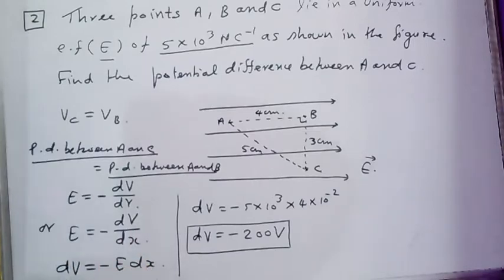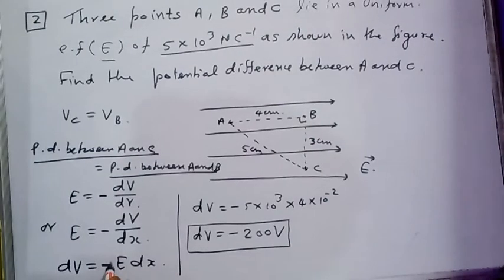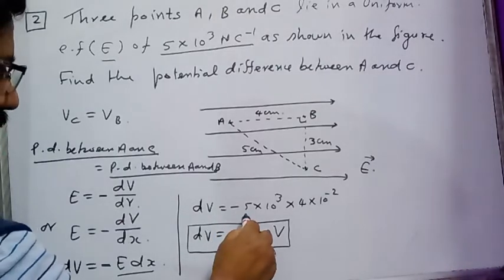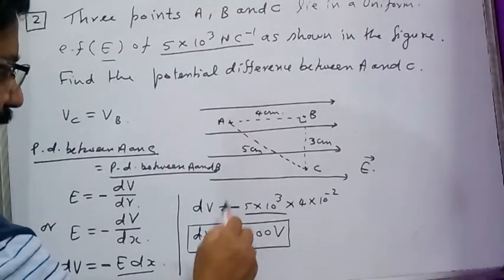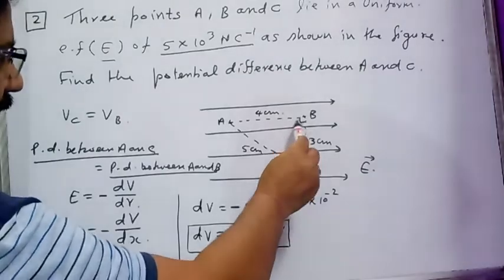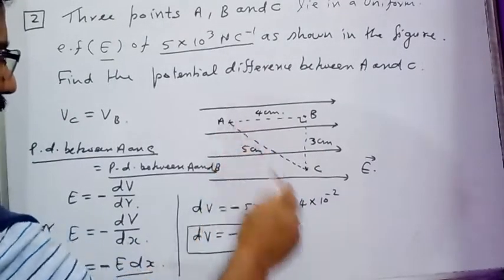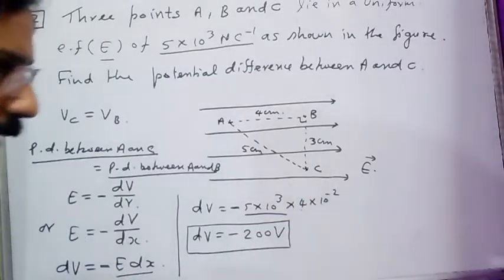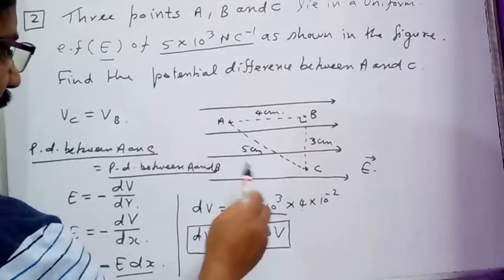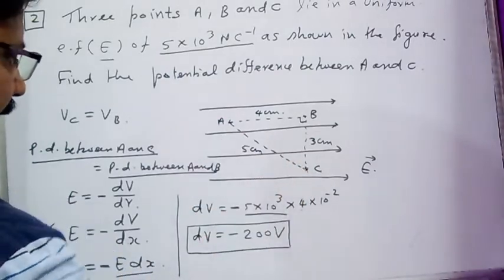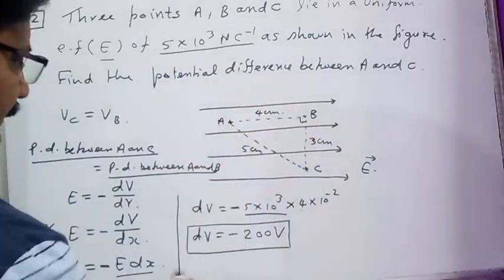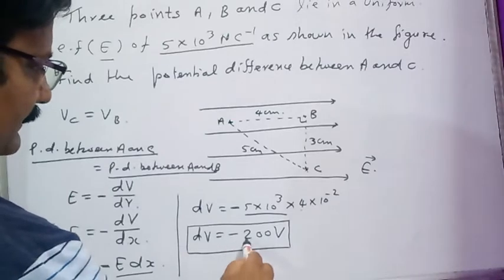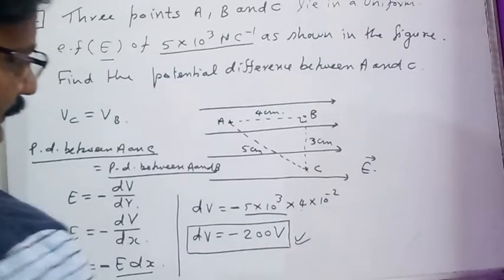So what can be the potential difference between point B and A? dV is equal to minus E into dx. Value of E 5 into 10 to the power 3 with negative sign multiplied by distance between point B and A, that is 4 centimeter, converted into meter, that can be written 4 into 10 to the power minus 2 meter. So what is going to be the potential difference between point A and B? dV is equal to minus 200 volt.